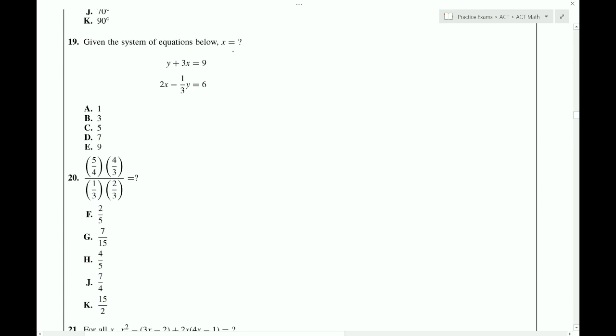Given the system equations below, what does X equal? Okay, so let's see. So what I'd like to do is get rid of Y by multiplying through by 3 here. So we get 6x minus y equals 18. And then here I have got 3x plus y is 9 from that first equation. So stacking these together, we would get 9x equals 27, divided by 9, and you get x equals 3.